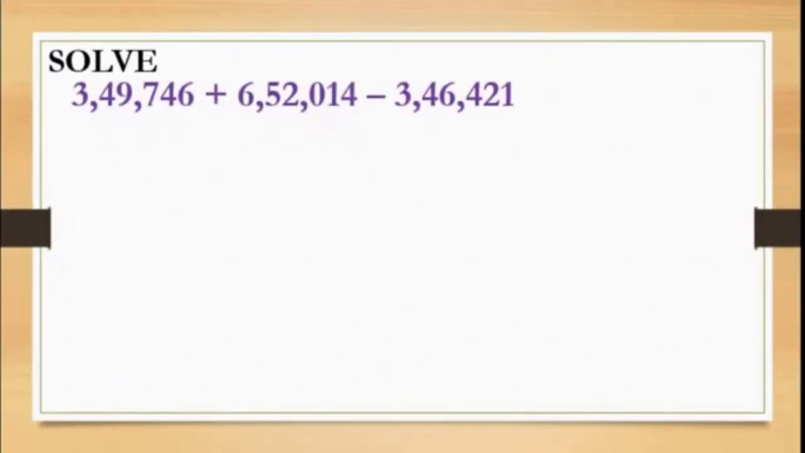Now one more sum is there. This is a mixed sum. It has plus also and minus also. Means both operations are there, addition and subtraction. Yes students, if we get a sum like this, then we have to do addition first. Means whichever sign is there first, that we have to carry out first, then we have to move to the next sum.